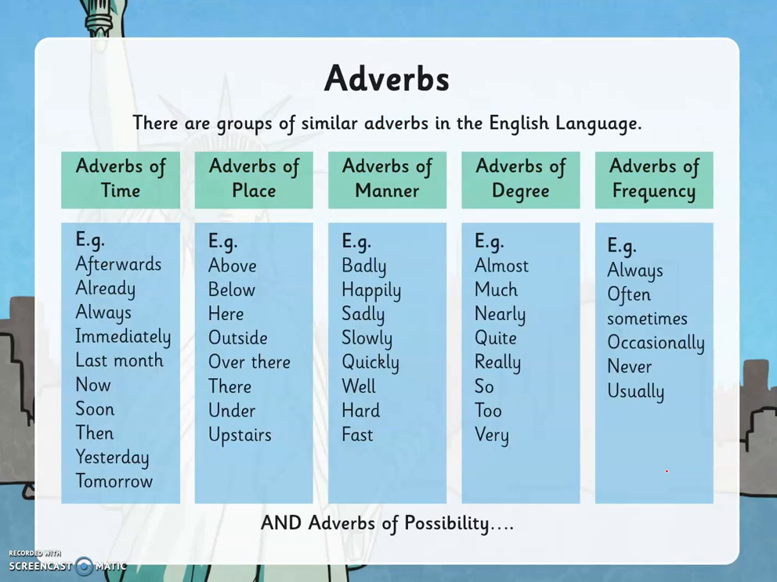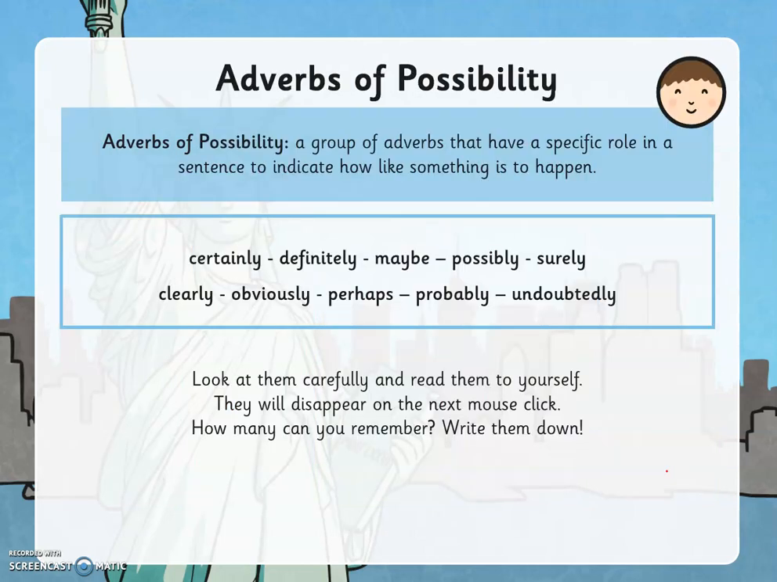So, here are different adverbs, or groups of similar adverbs in the English language. These are just some of them. If you want to pause the video here and look through them, but I'm just going to quickly move on. So, adverbs of possibility. A group of adverbs that have a specific role in a sentence to indicate how likely something is to happen. So they are as follows. Certainly, definitely, maybe, possibly, surely, clearly, obviously, perhaps, probably, undoubtedly. So, read them to yourself because they'll disappear. Obviously, you can pause them afterwards because this is a video. But I want you to think about how likely they are to happen.